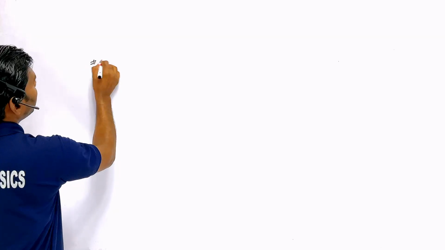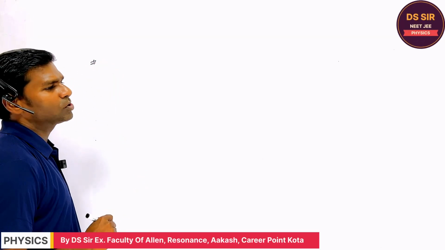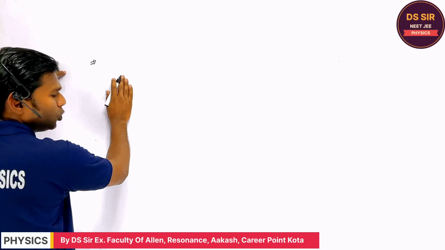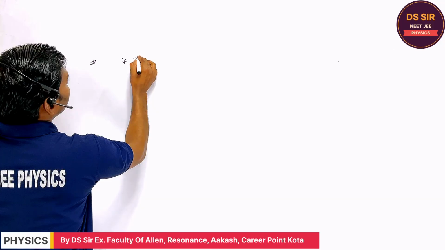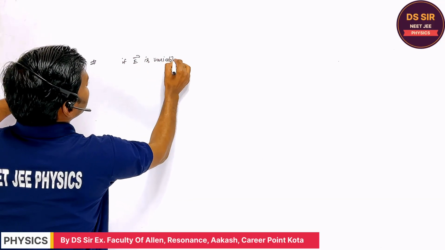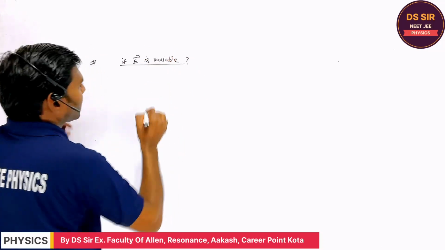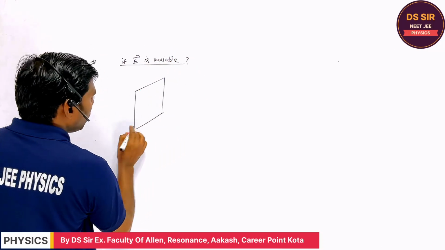So we have seen how to find the electric flux if the electric field is constant. How to calculate the electric flux, right? If the electric field is variable, then how do we find the electric flux? Listen to one thing. Suppose this is the open surface.